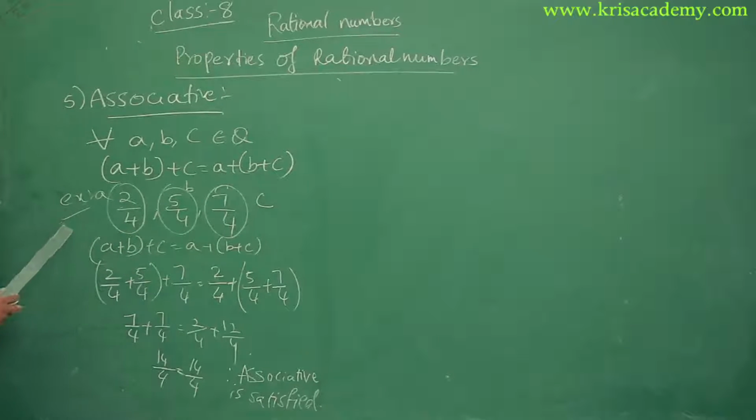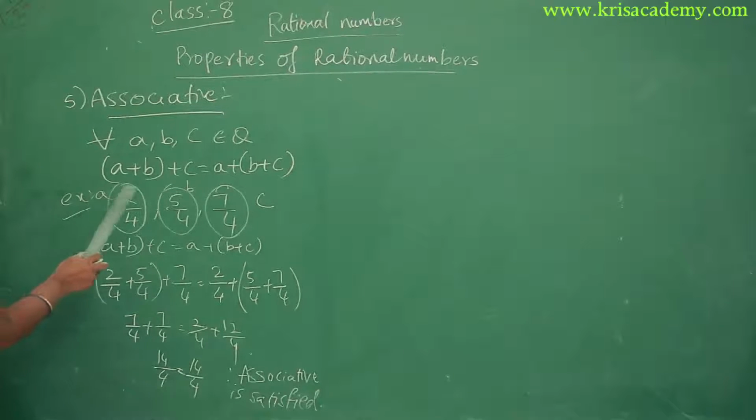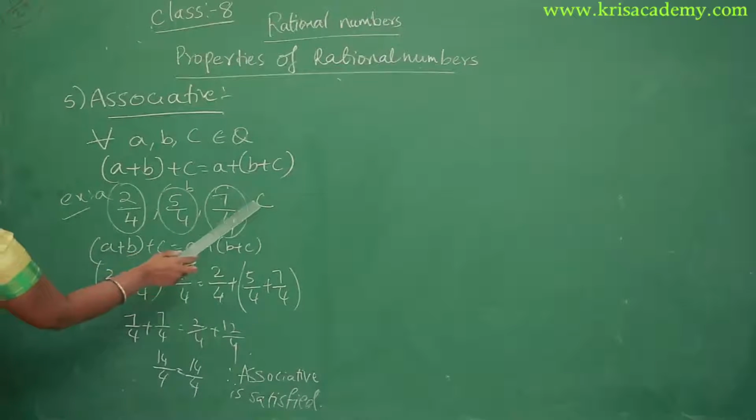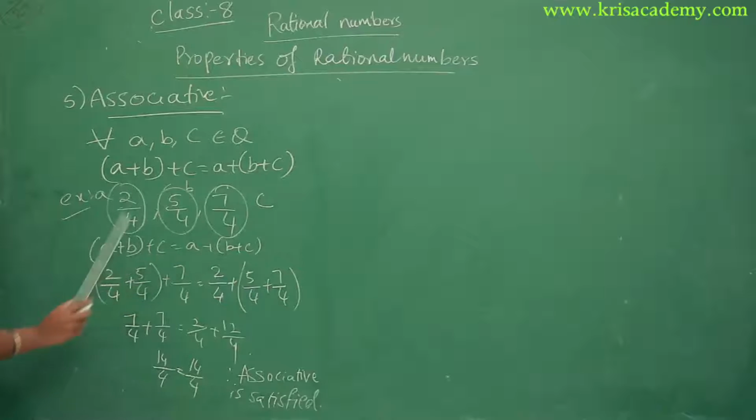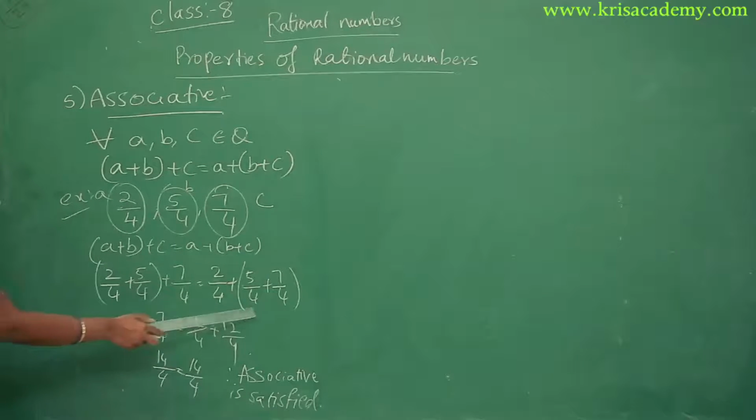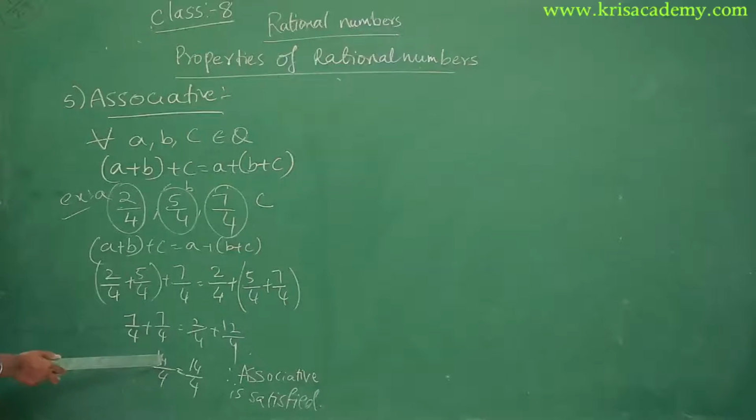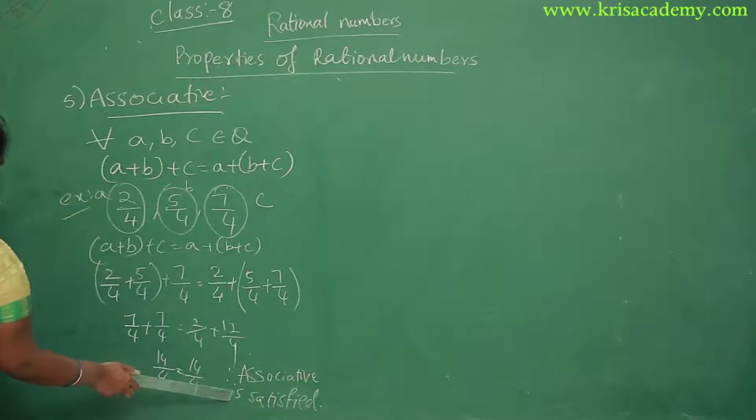Now let us take an example. Let us take 2 by 4 as A, 5 by 4 as B, 7 by 4 as C. Now write the associative property. In the A place write 2 by 4, in the B place write 5 by 4, in the C place 7 by 4. Now if you observe, denominators are the same, so directly add the numerators. 2 plus 5, how much? 7. 7 plus 7, 14. So LHS value is 14 by 4. RHS: 5 plus 7, 12. 12 plus 2, 14 by 4. If you observe, LHS is equal to RHS, therefore associative property is satisfied.